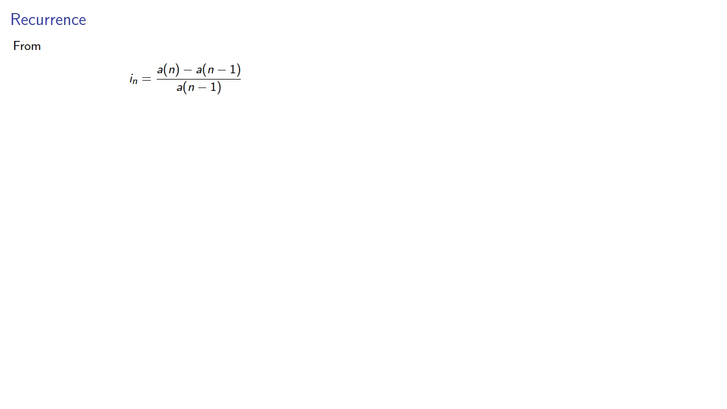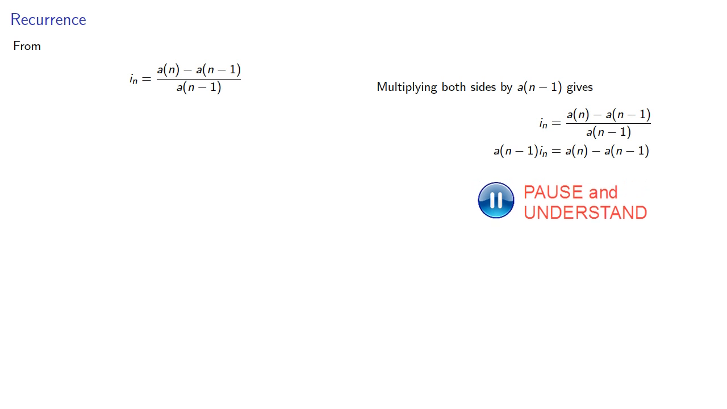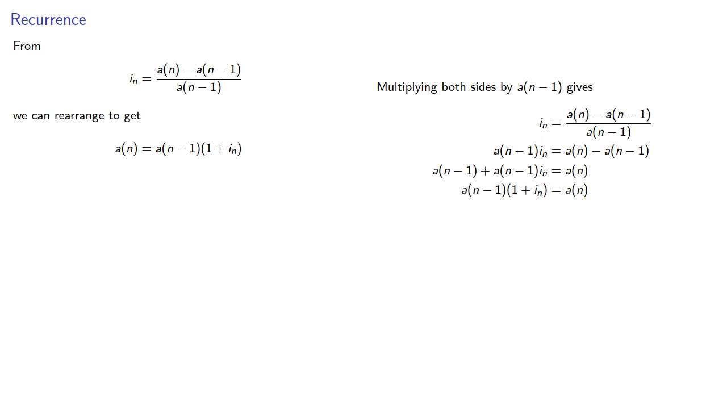So from our formula for the effective interest rate over the nth time period, we can rearrange. If we multiply both sides by a of n minus 1, we get. And we can solve for a of n. Now, if we want the effective interest rate to be the same for all n, we can call it I and get.